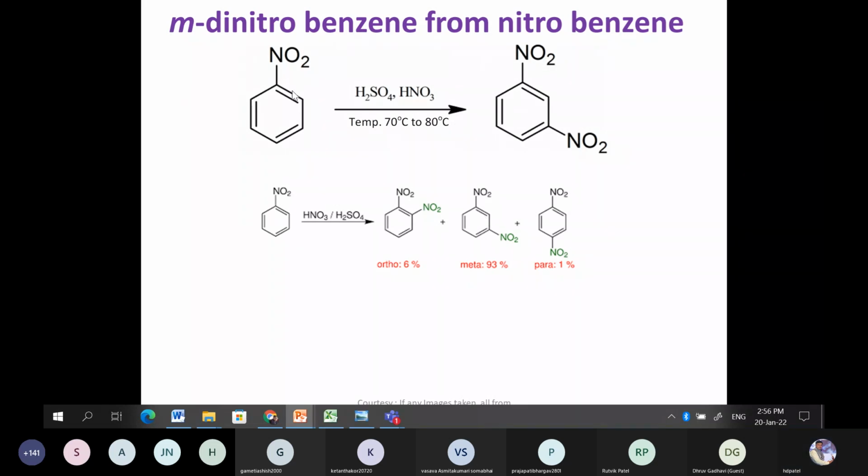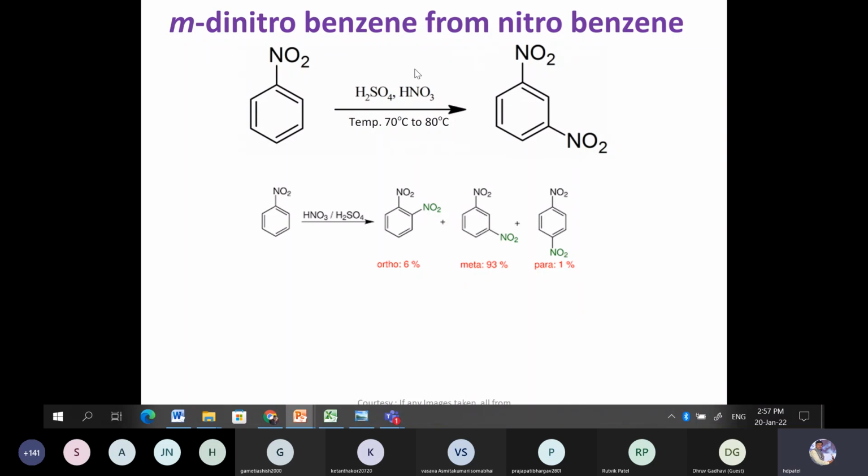Now we have talked about the directing effect. Now we are going to talk about the reaction conditions, meaning other factors. Here we are going to carry out a nitration reaction, and for nitration we require a nitrating agent. Here, as the nitrating agent, we have HNO3 and H2SO4.